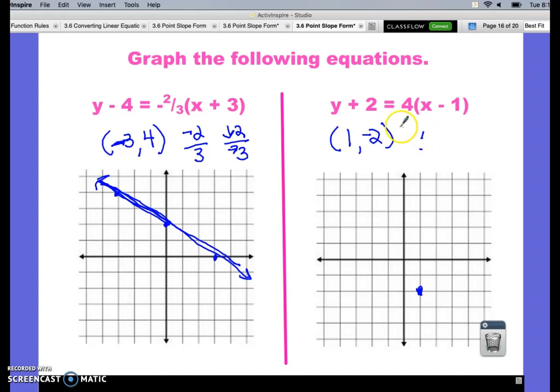Let's start over here. 4 is my slope. So if I have a whole number, it's always over 1. Top number is positive, so I go up 4. 1, 2, 3, 4, and I go to the right 1. So there would be my other point. And I'm going to connect them with a line.